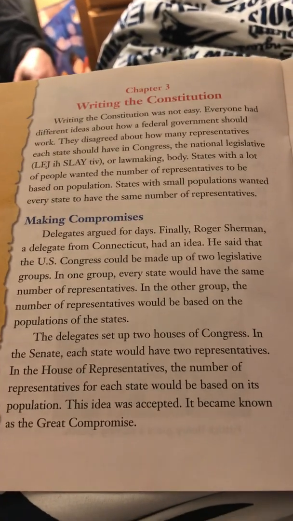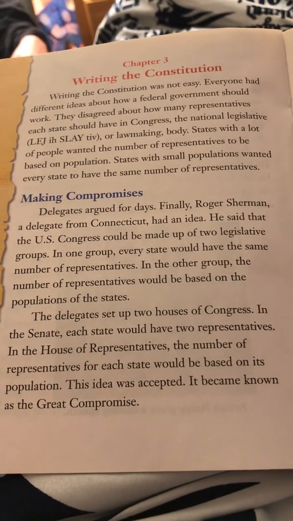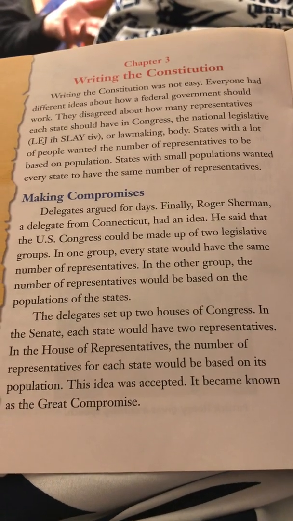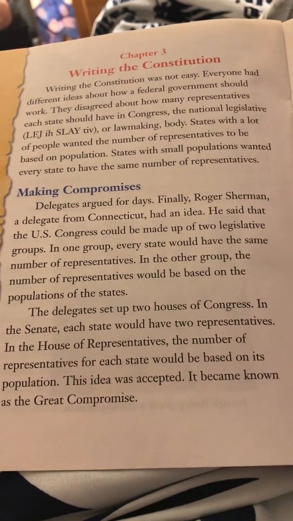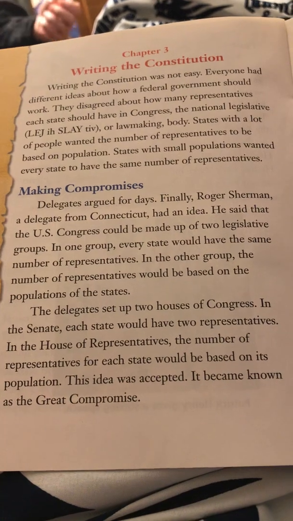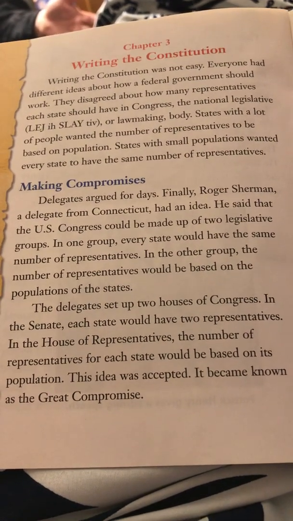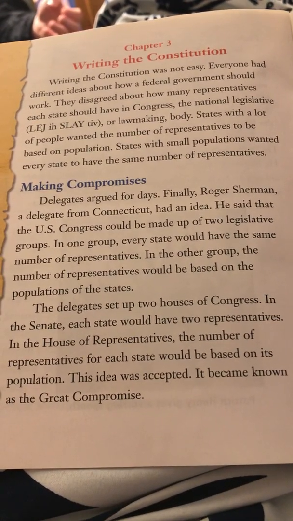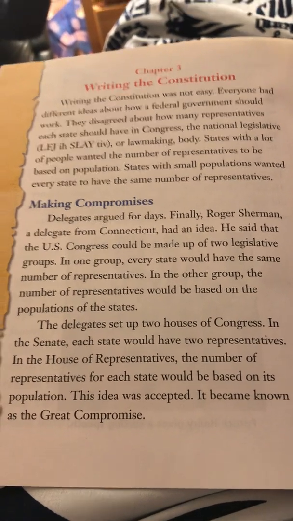The delegates set up 2 houses of Congress. In the Senate, each state would have 2 representatives. In the House of Representatives, the number of representatives for each state would be based on its population. The idea was accepted. It became known as the Great Compromise. Yeah, it is. It's known as the Great Compromise.